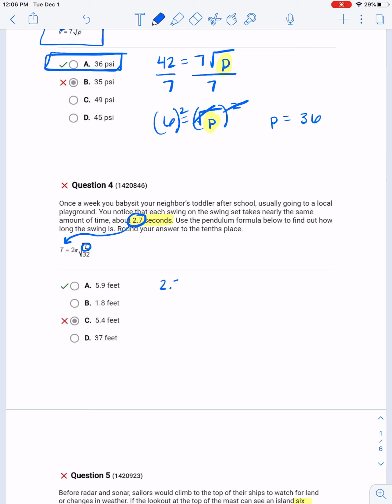Okay, so plug in 2.7 equals 2 pi. And then you have the square root of L divided by 32, okay? So I kind of think of, if we want to get L by itself, then technically we want to get this whole, like everything that's under the square root or under the radical by itself, okay? So I'm going to first divide by this number in front, divide by 2 pi, and then I'm going to enter that in my calculator. I know that will cancel. When I do that, I'm going to put parentheses around 2 pi on the bottom so that I make sure I'm dividing by 2 and pi on the bottom, not just 2.